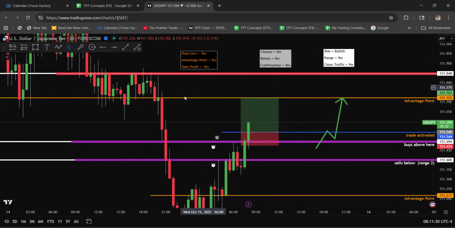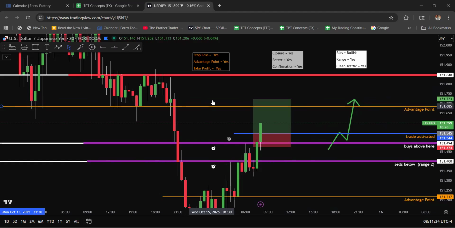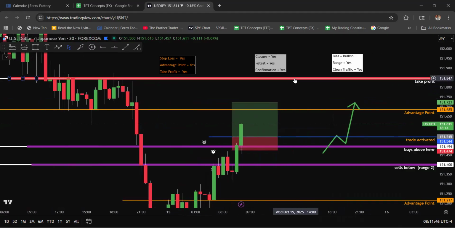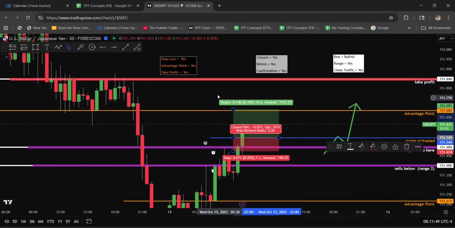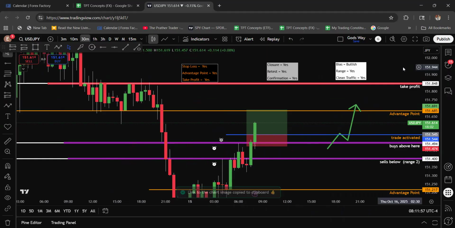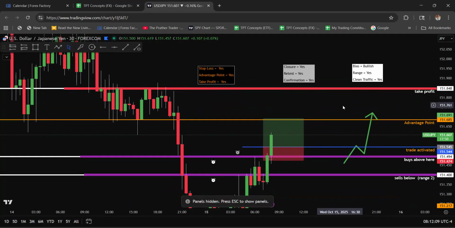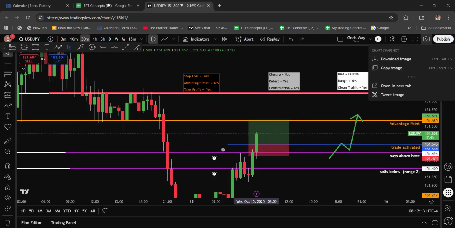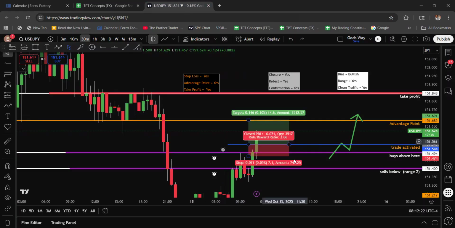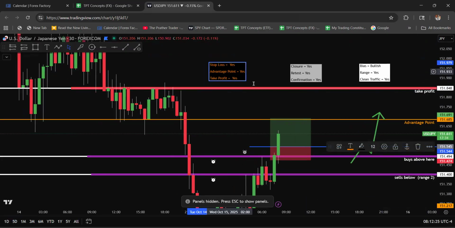All right, let's see if we get prices to push up into these levels right here, which is this support that pushed up to this resistance. We are getting a push up here on UJ. Overall, good trade. Let's see if we can get UJ to keep running up.